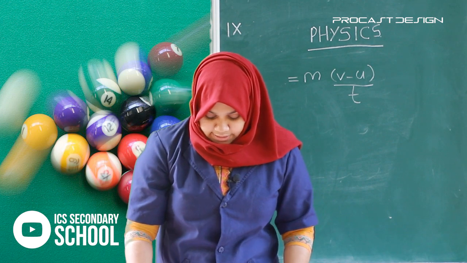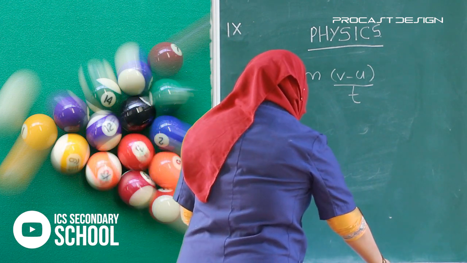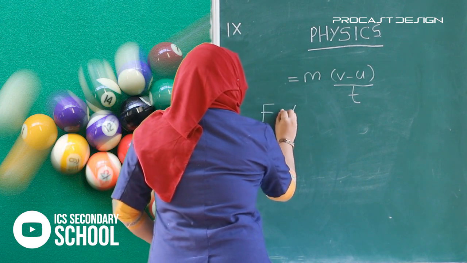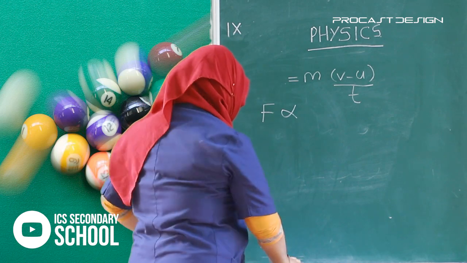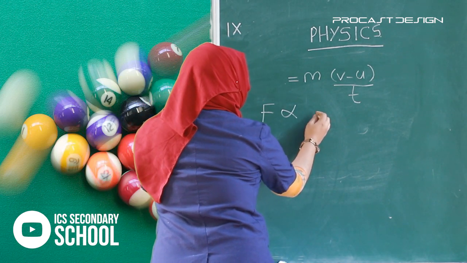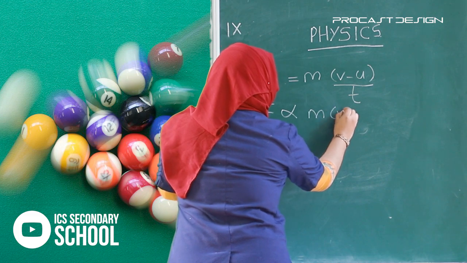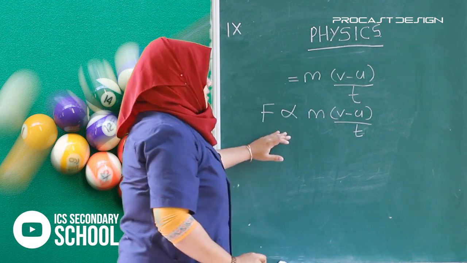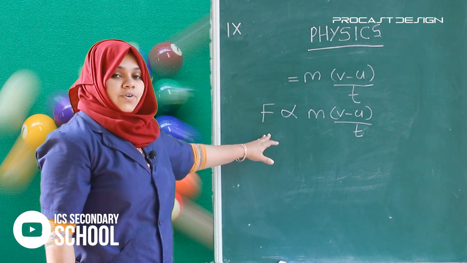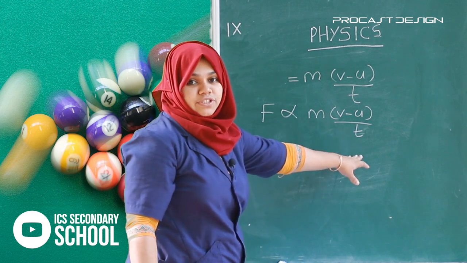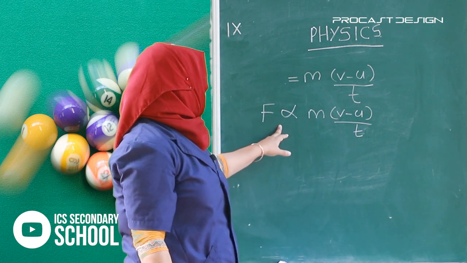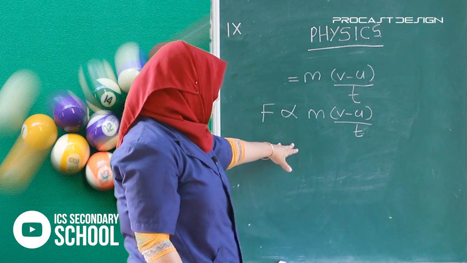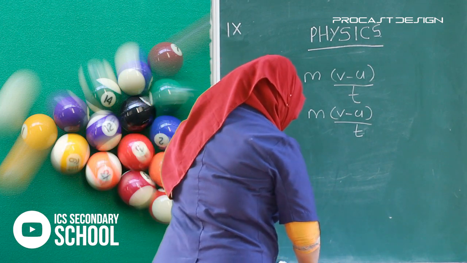Therefore, the second law says that F is directly proportional to the rate of change of momentum. So, we can write force is directly proportional to m into (v minus u) divided by t.